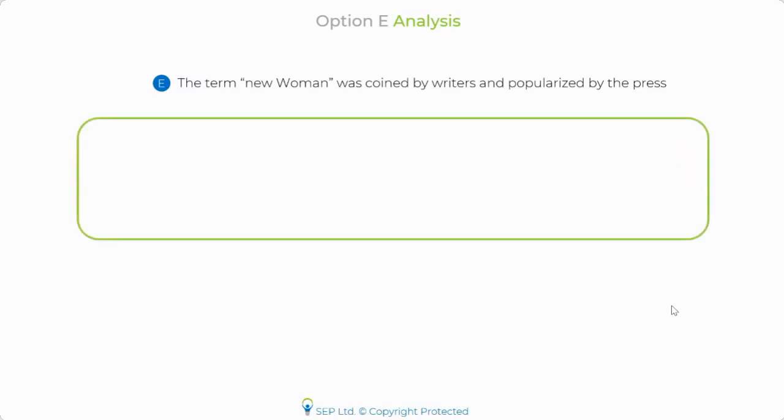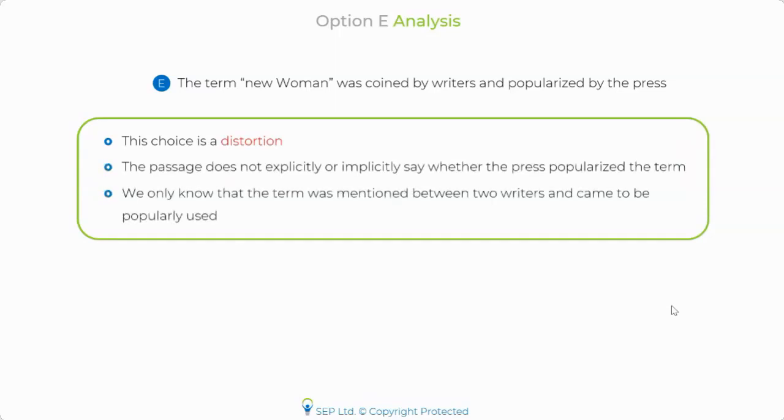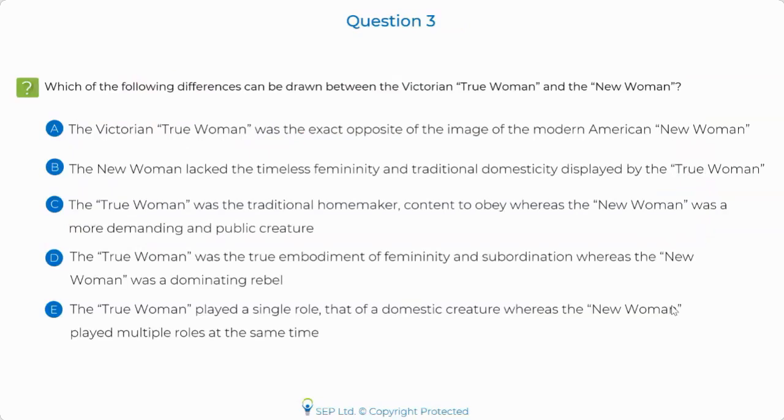The term new woman was coined by writers and popularized by the press. It was not popularized by the press, guys. It was defined by the popular press, as I told you earlier. Popular press does not mean press popularized the term. Okay? And it was not coined by the writers. That term was being mentioned between two writers. So be very, very careful. E is also out. Now we come to 3, where let me tell you what you guys have chosen. 7% of you went for A, 7% went for B, 19% went for C, 7% for D, and 57% went for E, which is not the correct answer.